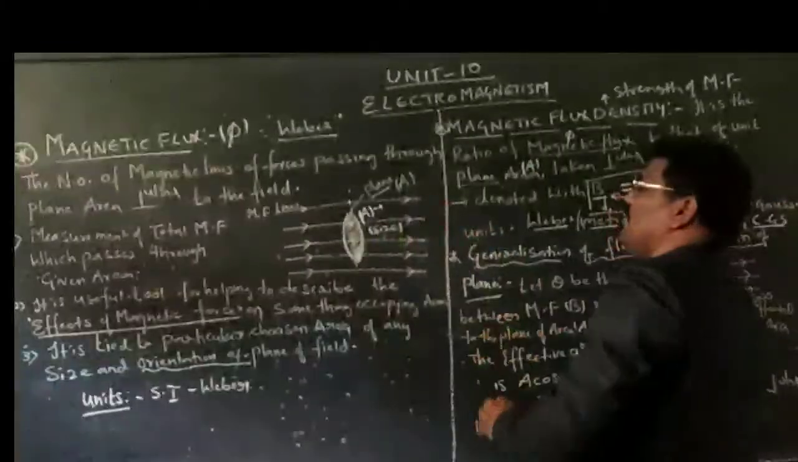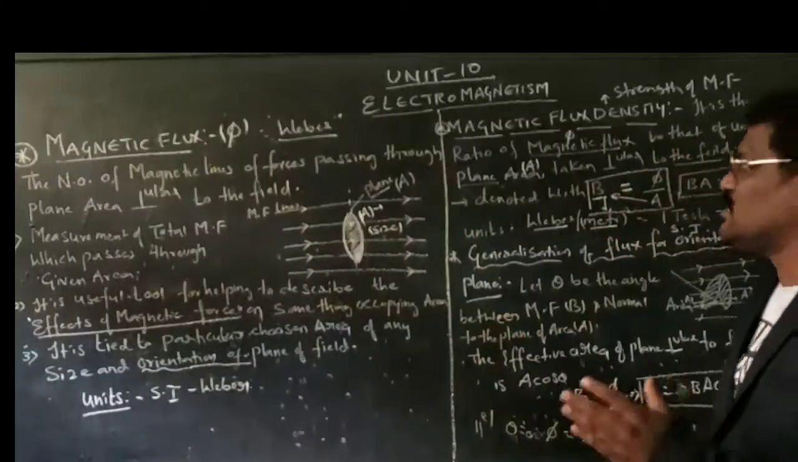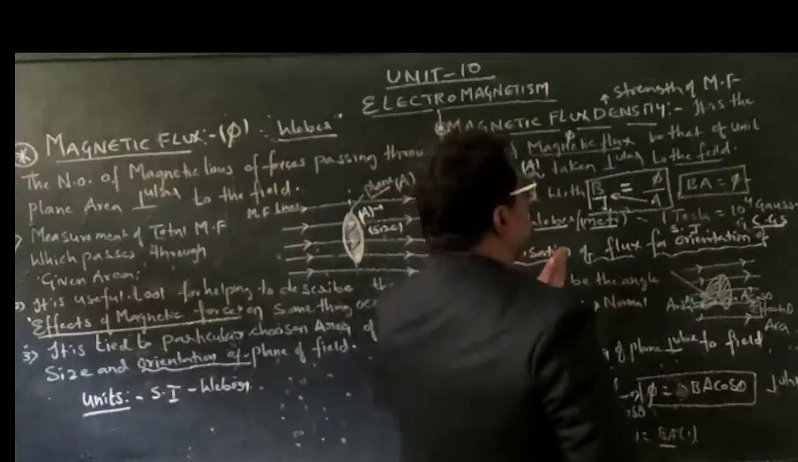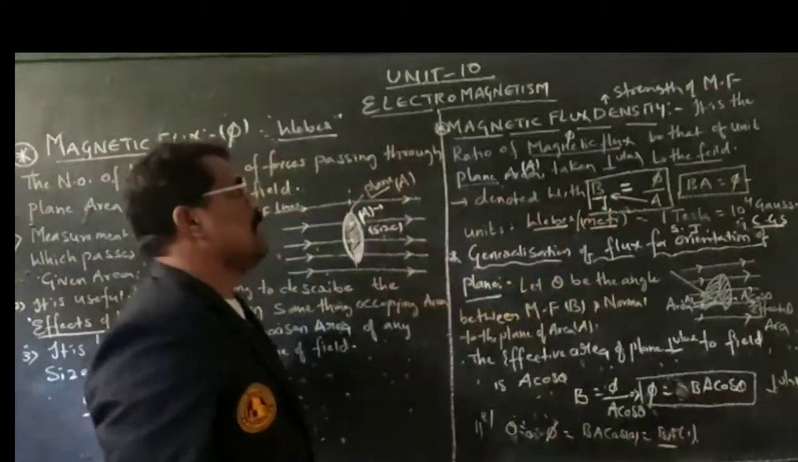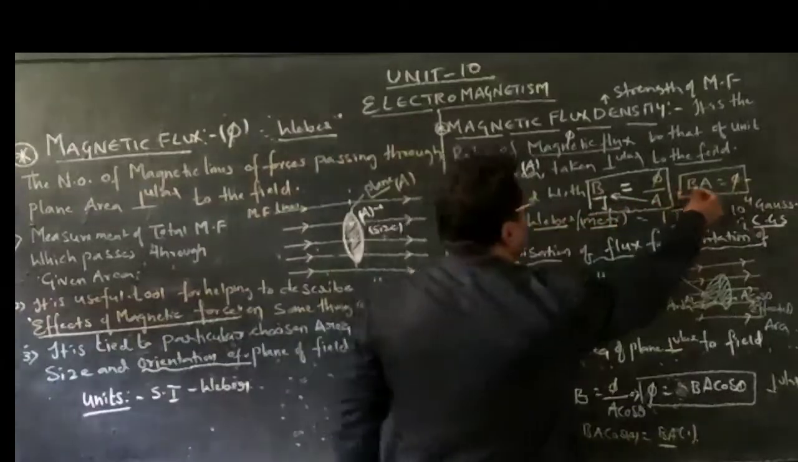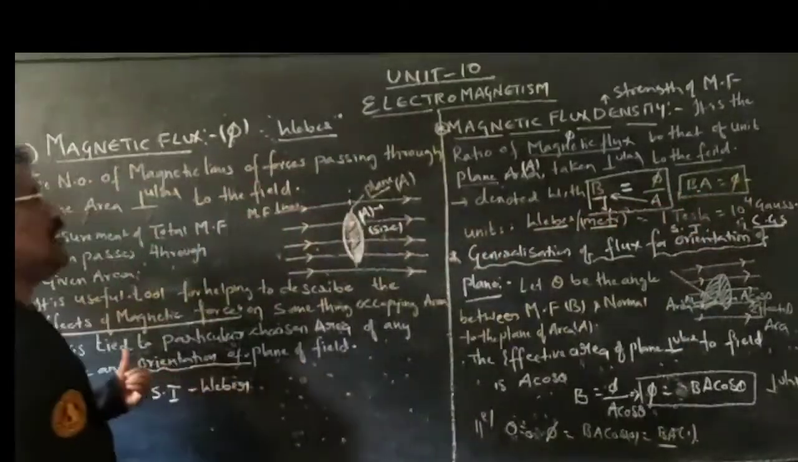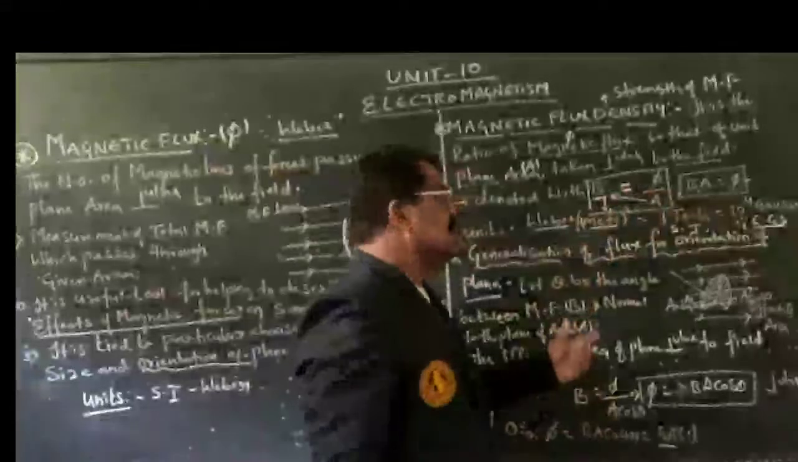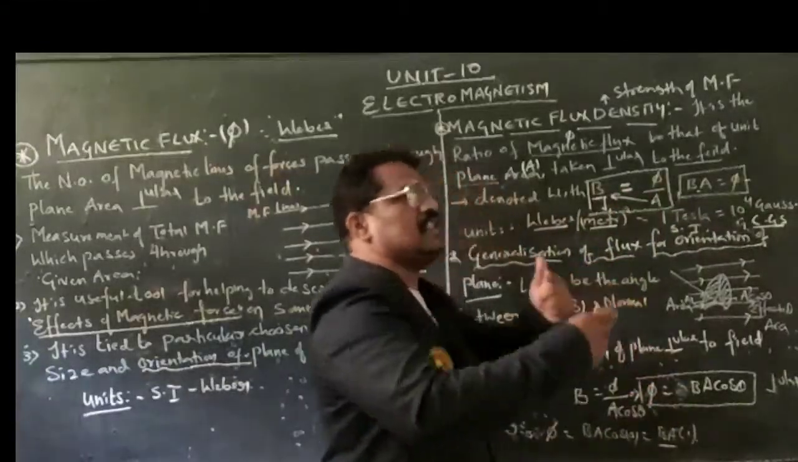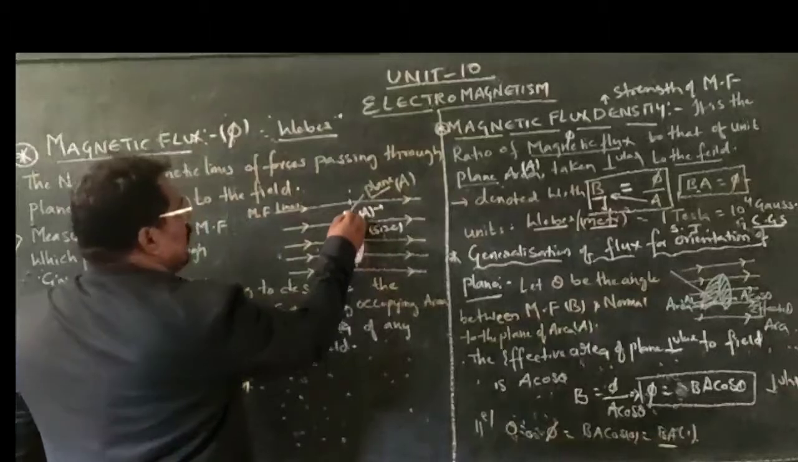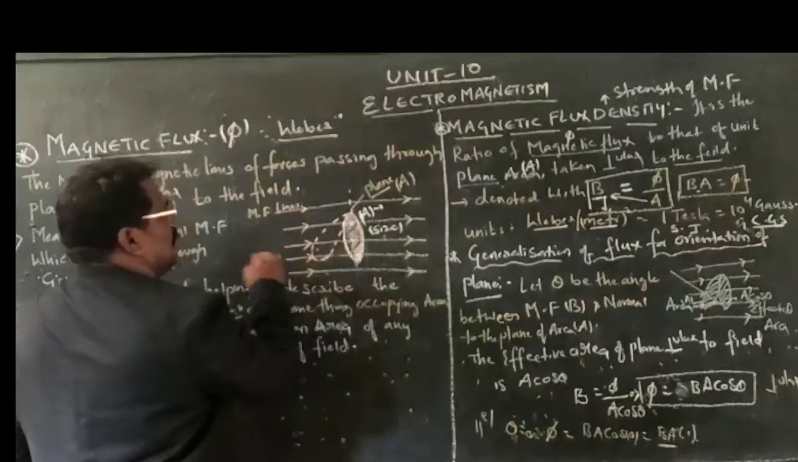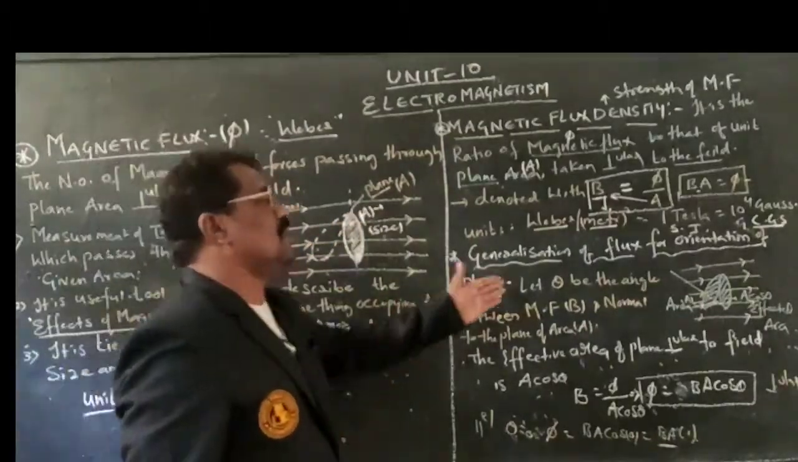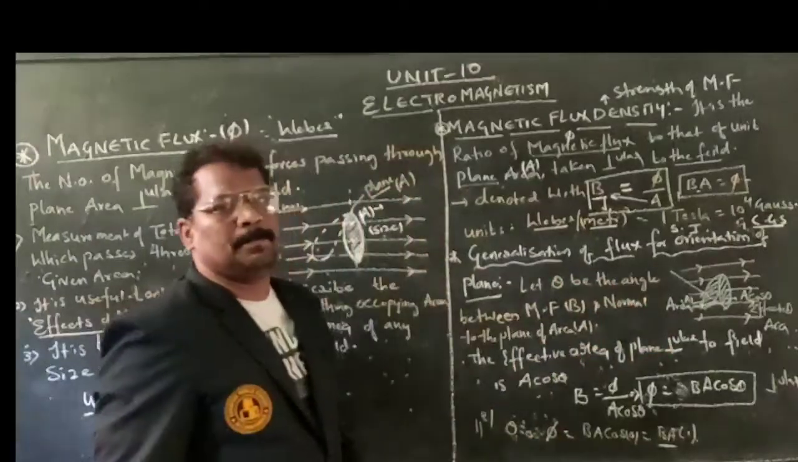If you consider, the next one is the generalization of flux for orientation of a plane. Here also we have taken a plane flux, the same flux. From the strength of the magnetic field we have extracted flux. If this flux is oriented within this area at a certain angle theta, what would be the value?